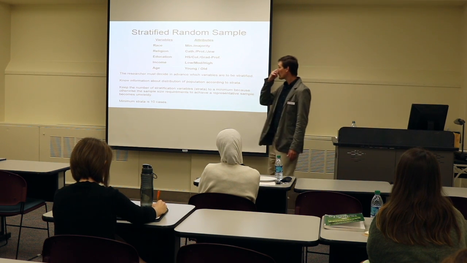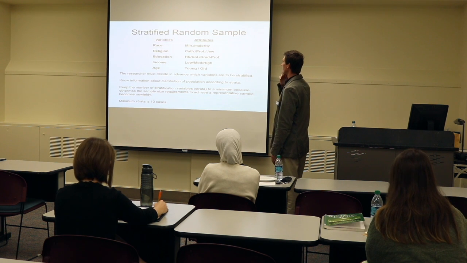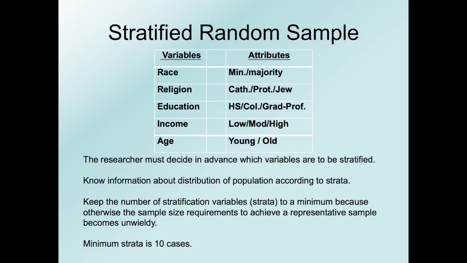So here's how that might look. Example of a stratified random sample. If we've identified the relevant variables for our study to include race, religion, education, income, and age, those are the variables we need to include. Then we have to operationally define, well, what do we mean by race? What do we mean by religion? So that's where we define these attributes for each of those variables.